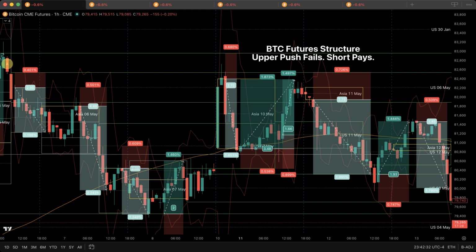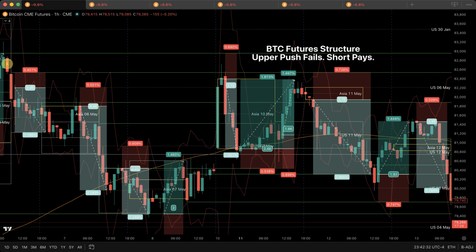Now the setup becomes clear. Short entry line: May 11th U.S. session upper boundary. Stop loss line: May 6th U.S. session lower boundary. Take profit line: May 12th U.S. session lower boundary. Trailing target: May 8th U.S. session midpoint. Risk-reward ratio: 3.49.